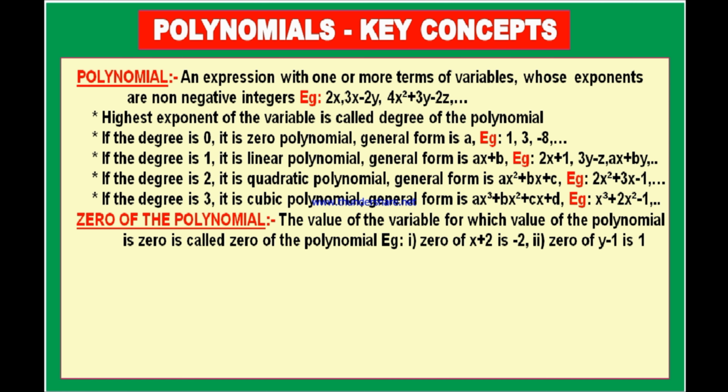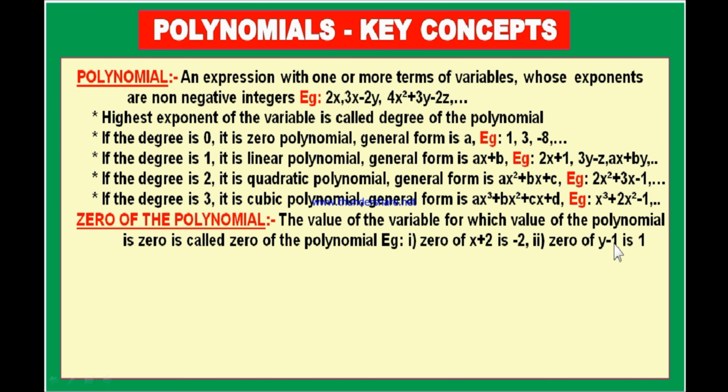Is it clear now? Can you differentiate between 0 of the polynomial and 0 polynomial? 0 polynomial means a constant number. If the degree is 0, it is called 0 polynomial. Now 0 of the polynomial means the value of the variable for which the total polynomial becomes 0.